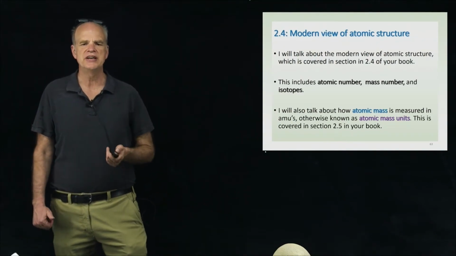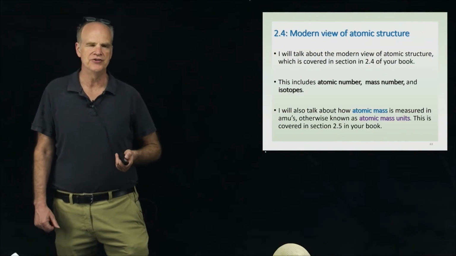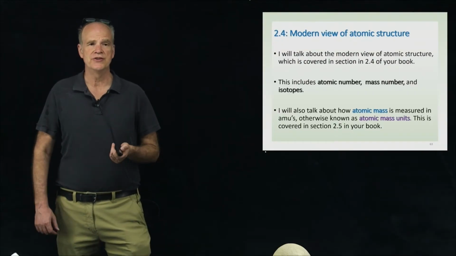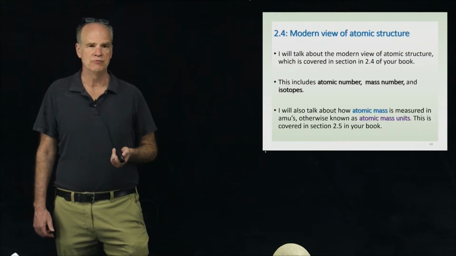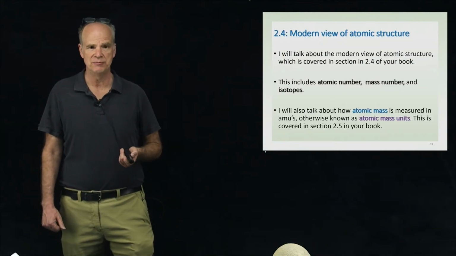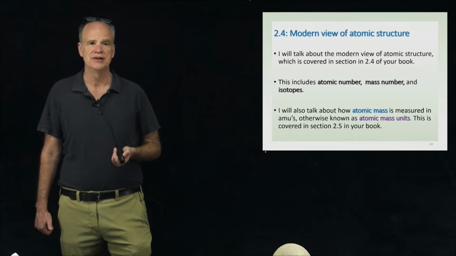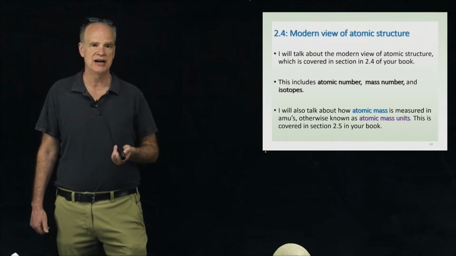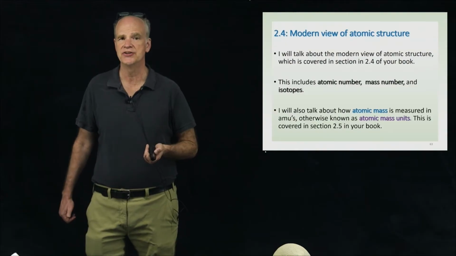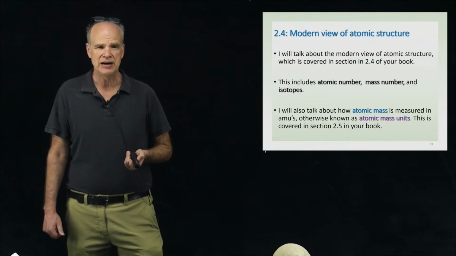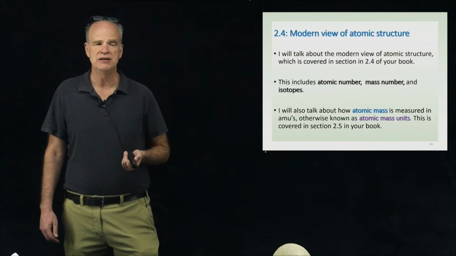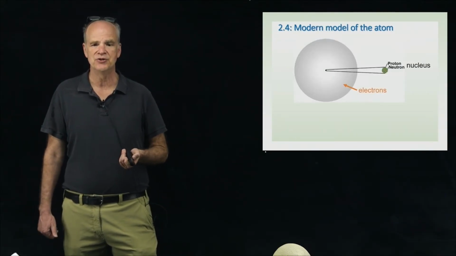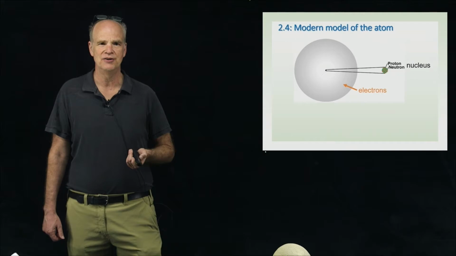And so in this presentation, what I want to do first is talk briefly about the modern view about the structure of the atom. And once I've done that, we'll talk about the ways we symbolize different kinds of atoms. And so I'll be talking about something called atomic number, mass number, and isotopes. And then finally, the last thing I want to talk about is how we measure the weight or mass of an atom.